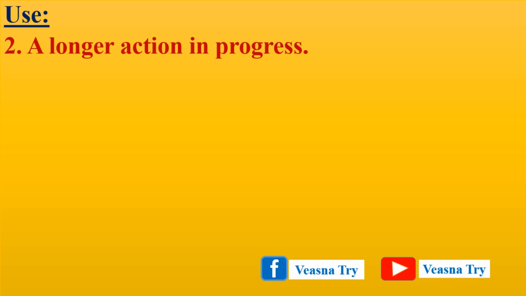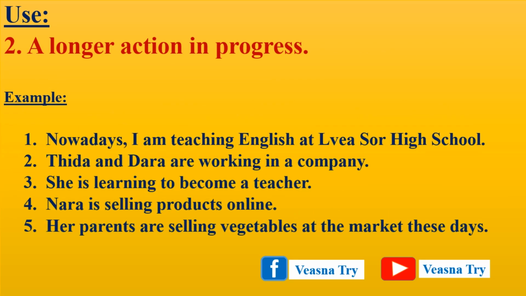It's about a longer action in progress. So let's see example. Number one, nowadays, I'm teaching English at Louisville High School. Number two, Tida and Dara are working in a company. Number three, she's learning to become a teacher. Number four, Nara is selling products online. Number five, her parents are selling vegetables at the market these days.